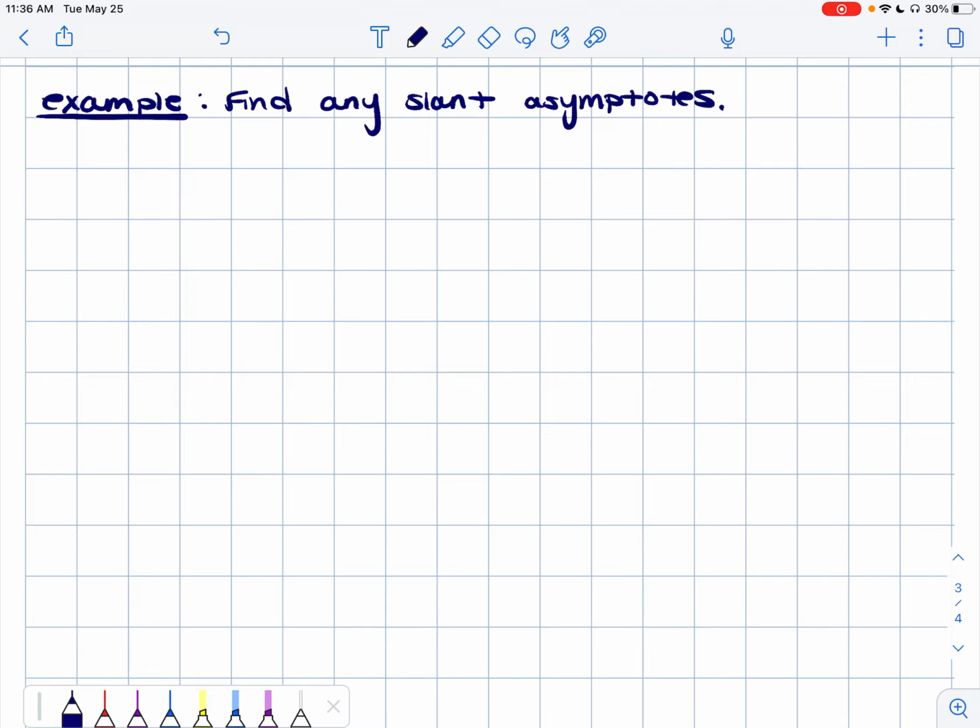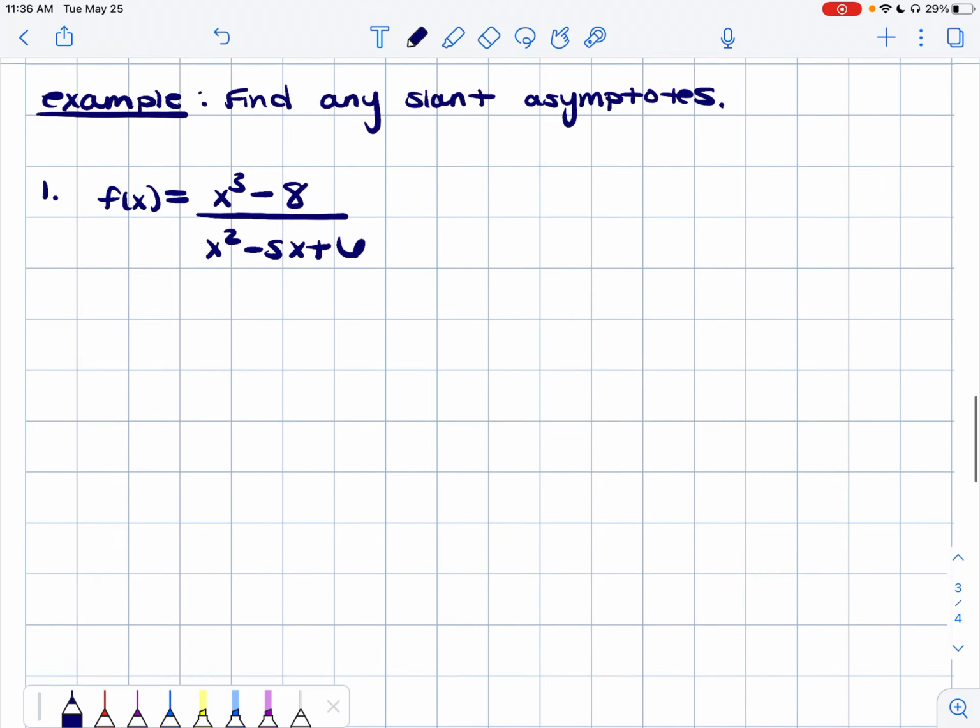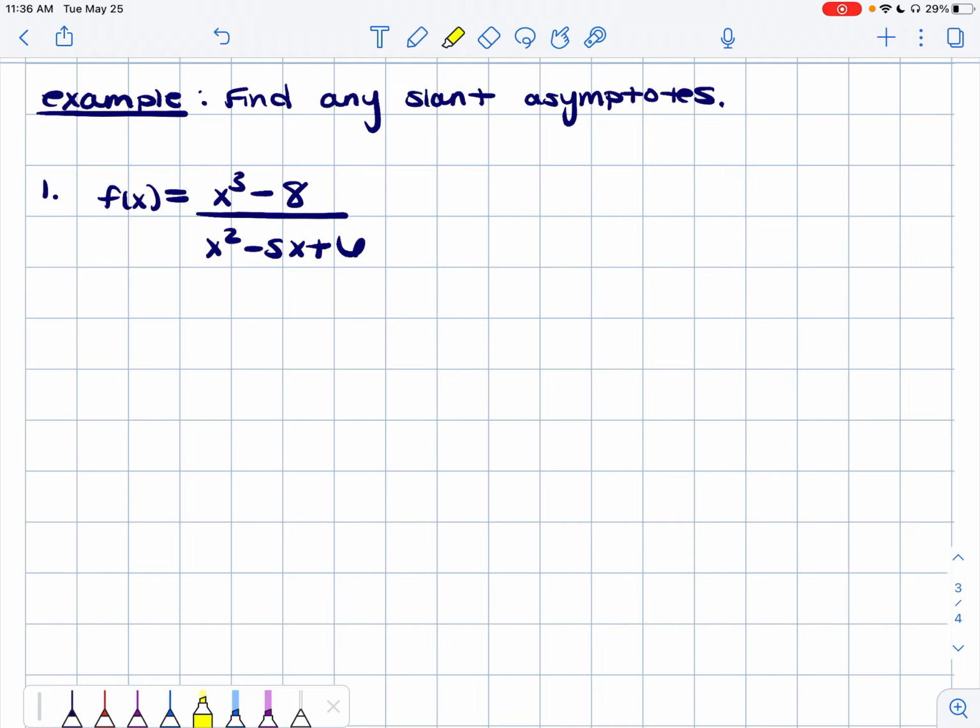Okay, so let's say we have the function f of x is equal to x cubed minus 8 all over the quantity x squared minus 5x plus 6. Okay, so the first thing we want to do when you're looking for either a horizontal asymptote or a slant asymptote of a rational function is to compare the degrees of the numerator and denominator. So we can see on this one we have a degree of 3 in the numerator and a degree of 2 in the denominator. So the numerator has a degree that is exactly 1 larger than the denominator.